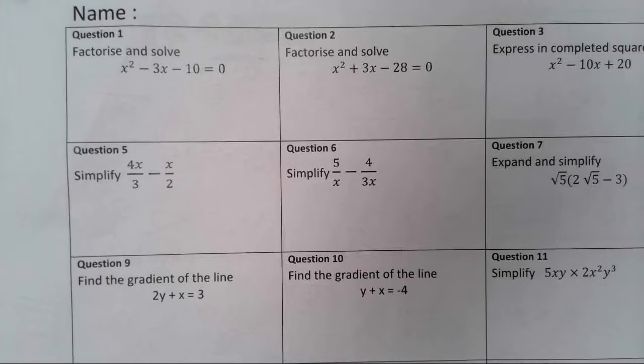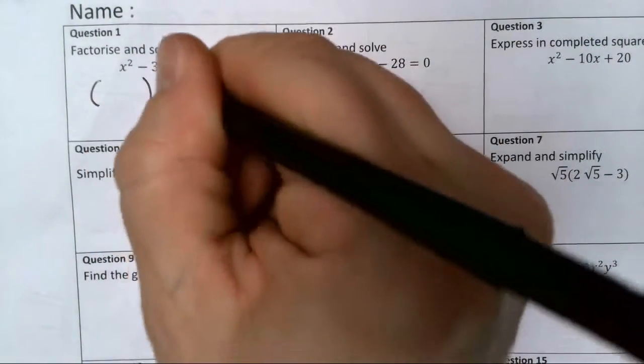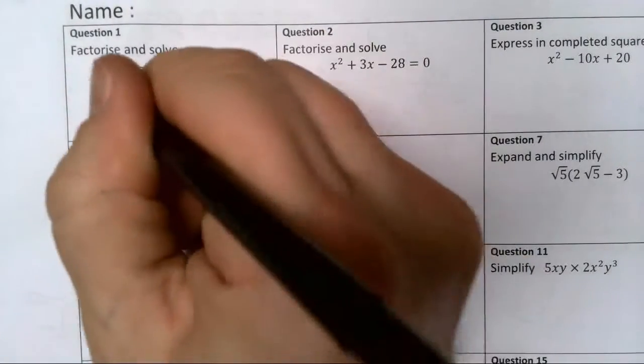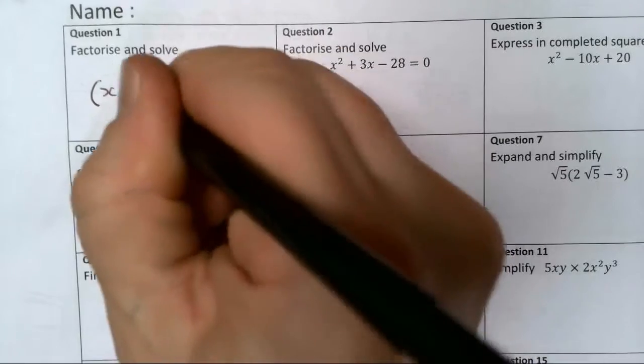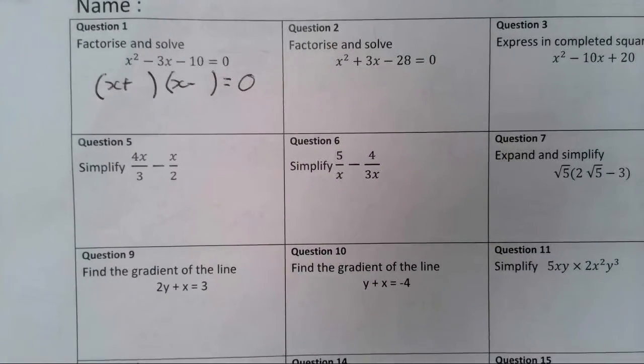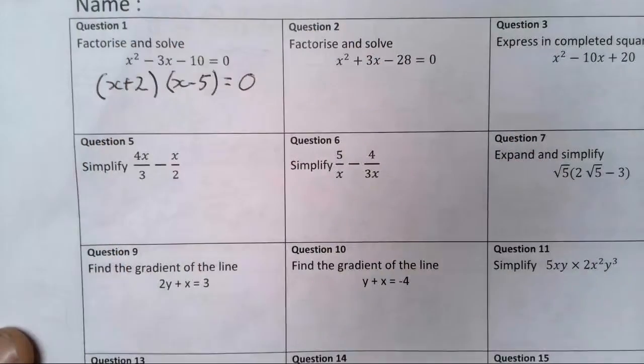Okay, question 1. Factorize and solve. So I've got a minus number there, so what I know I'm going to need is to have it with x, and 1's going to be plus, the other minus. That's the only way to get to minus 10. Then I'm thinking about minus 10 and factors of that, which are going to add to give minus 3. So that's going to give me minus 5 and plus 2.